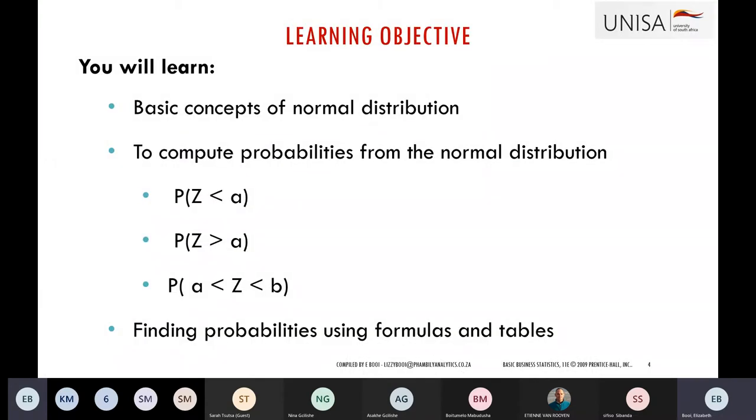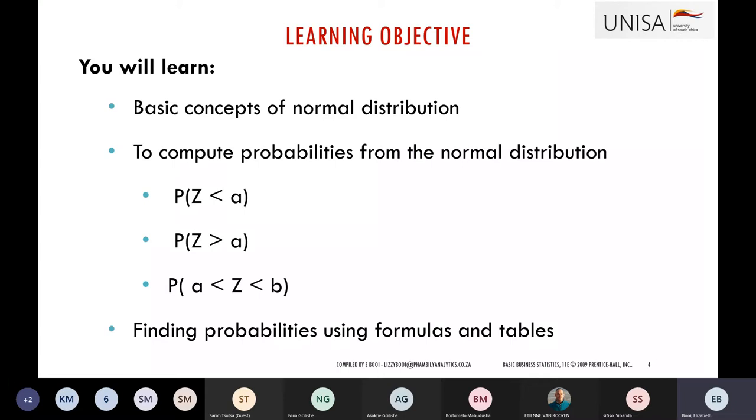By the end of today's session, you should know the basic concepts of normal distribution. You should be able to calculate probabilities from a normal distribution using the probability of Z less than A, Z greater than A, or Z, the standardized normal value, lying between the two points A and B. You should be able to use probabilities to find the X value or any other parameter asked, and use the cumulative standardized normal distribution table, I think it's table E2, which I will explain just now.